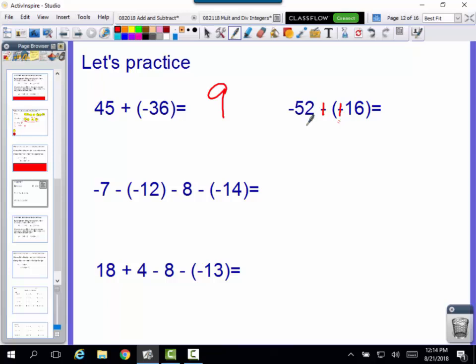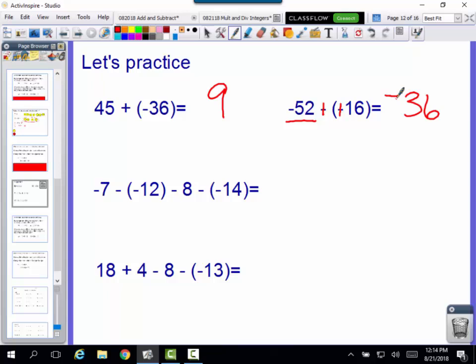So in this particular one, I've got a negative 52 and a positive 16. So my signs are different, so I'm going to subtract my numbers. So we take 52, and I like doing this one in 2 parts. I'm going to do 52 take away 10, which is going to give me a 42. And then I'll take away 6 more to give me 36. Now, because the 52 has got more, it's going to be a negative 36.